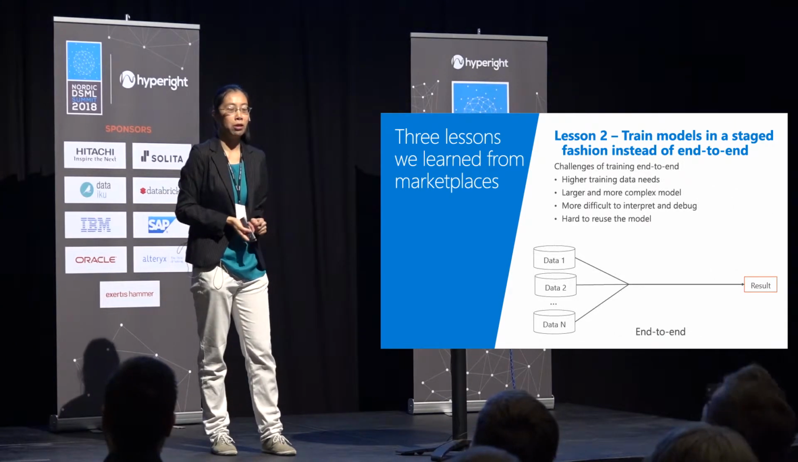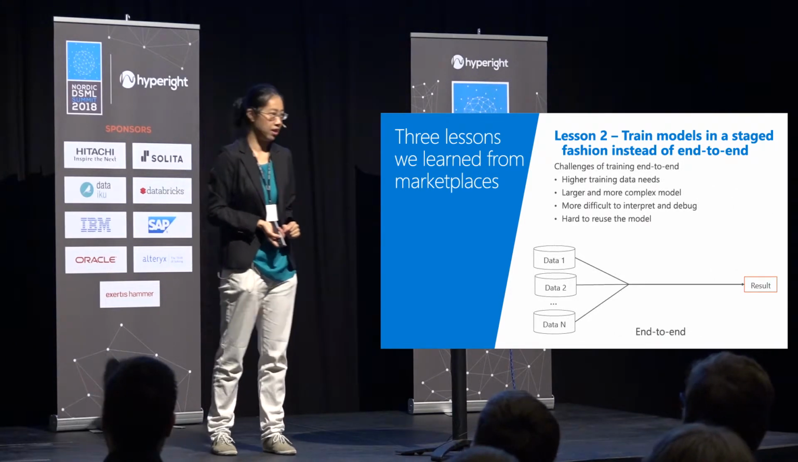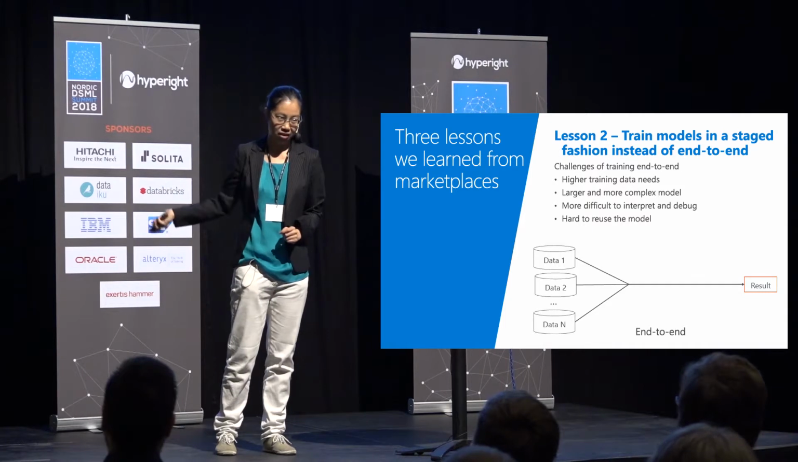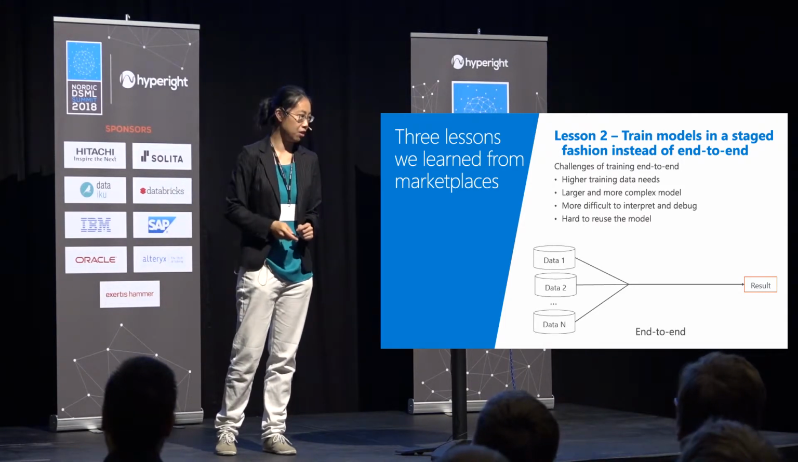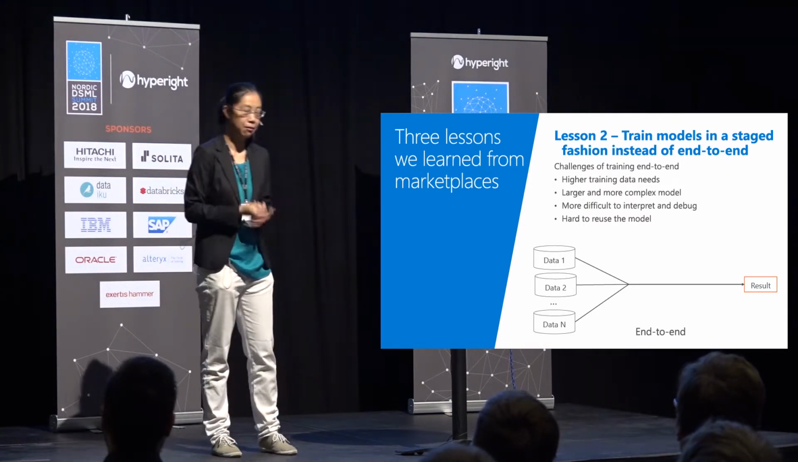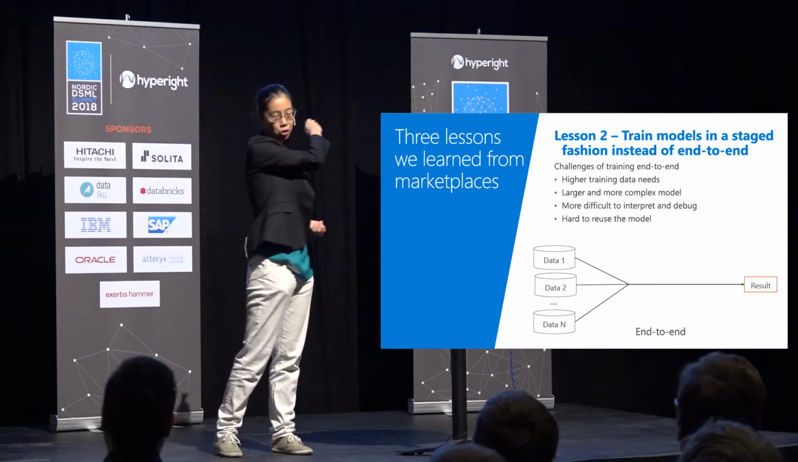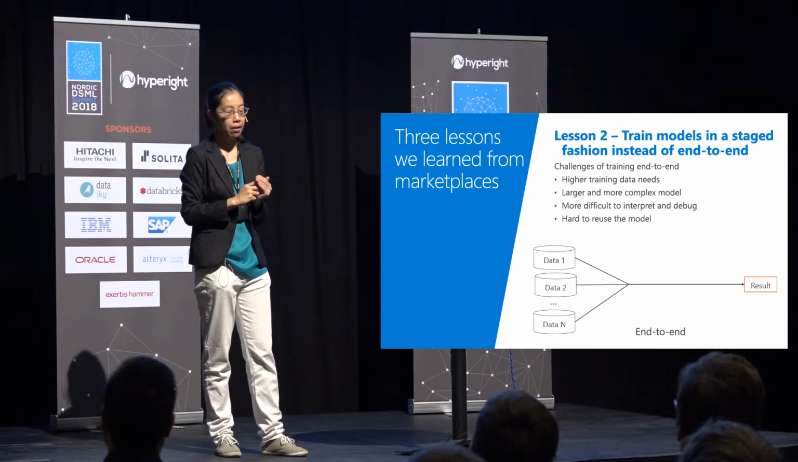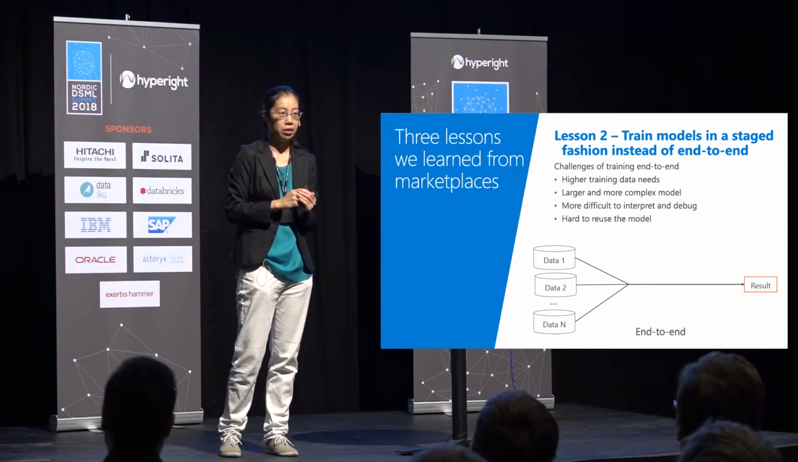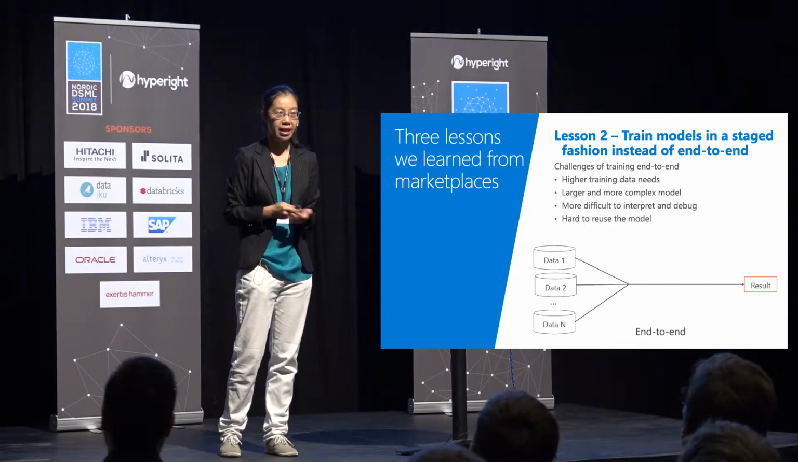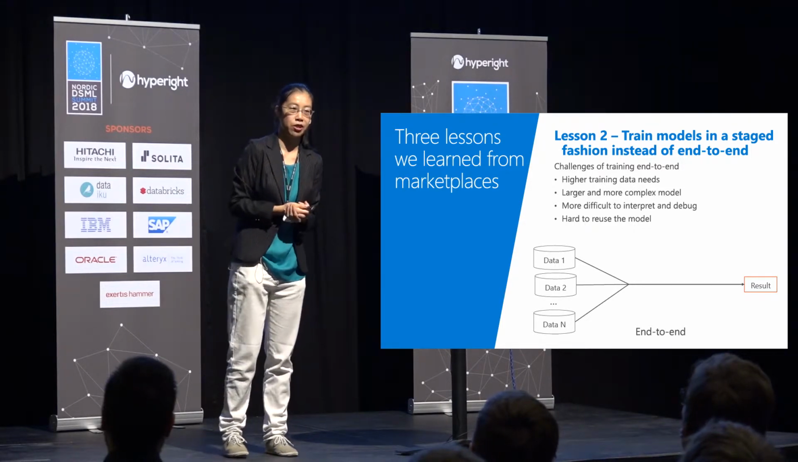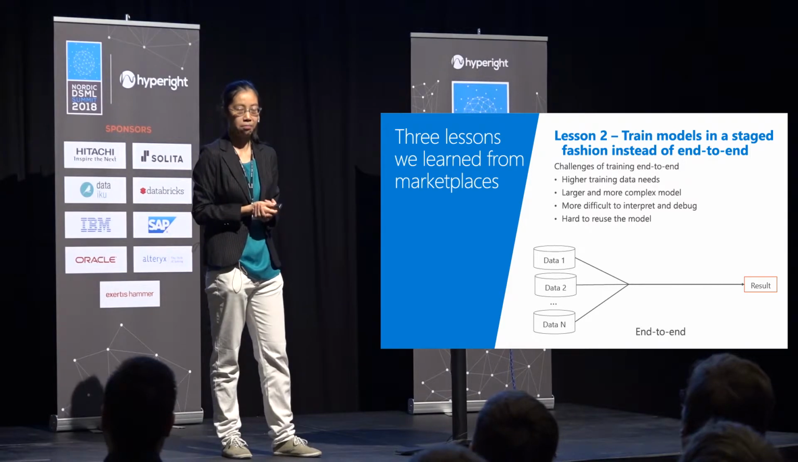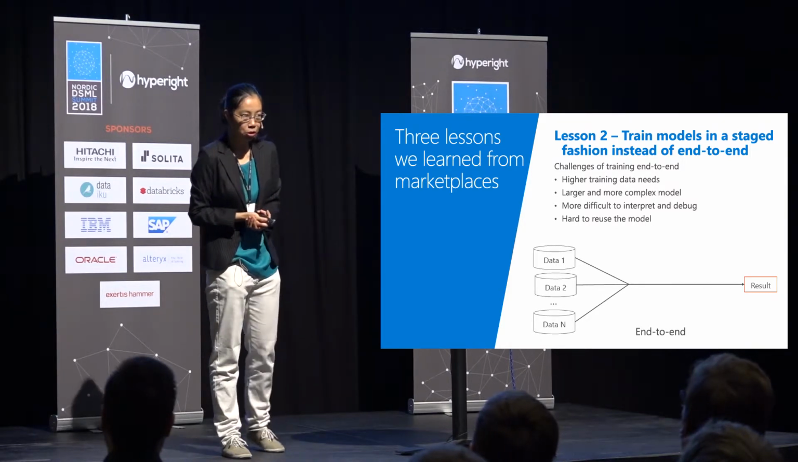A more modern way of training it is actually end-to-end. You have data 1, 2, 3, n, doesn't matter, throw them all in, and we're going to build a great model and give you the result. I didn't draw the model here, but you can imagine a big box that is the model. This is actually a newer trend. Today, I'm actually not recommending this one, but rather I think the old good staged fashion is pretty good for some good reasons.